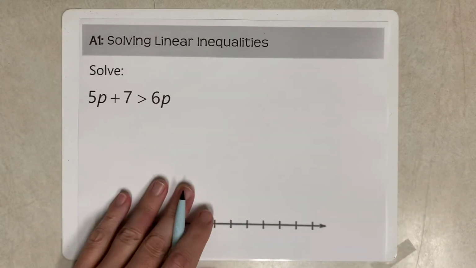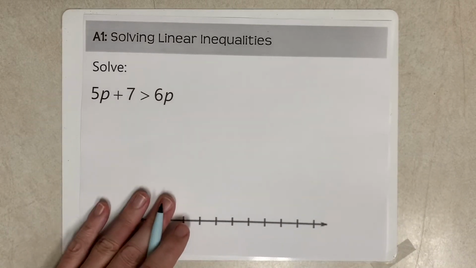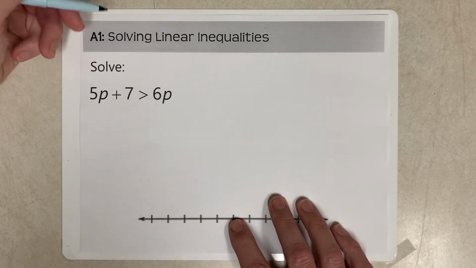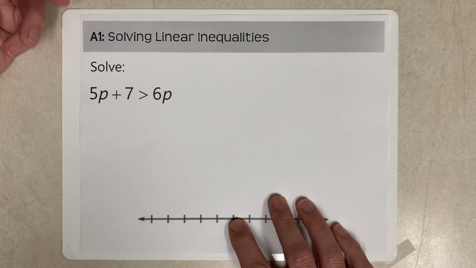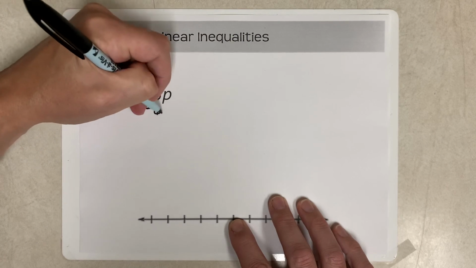So these can get a little more complicated. You could have variables on both sides, just like for equations. And so what I might do here is I might subtract 6p from both sides.